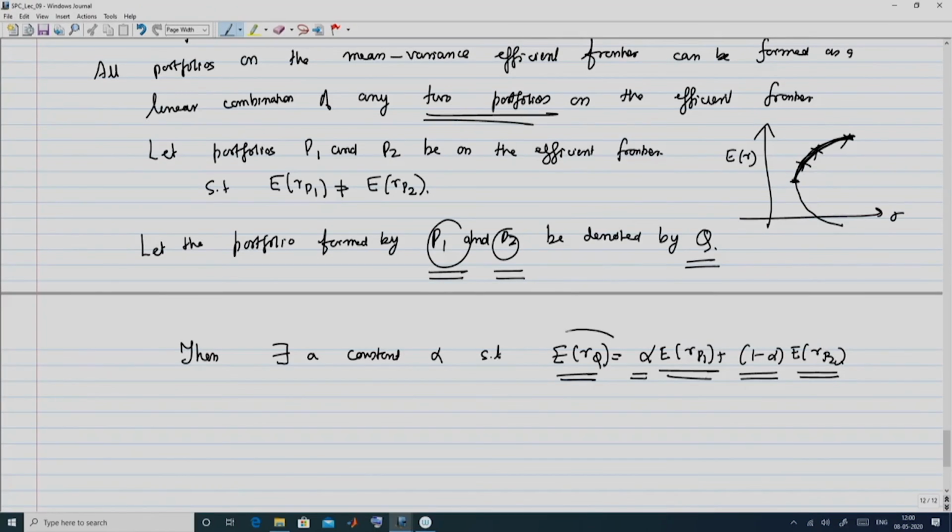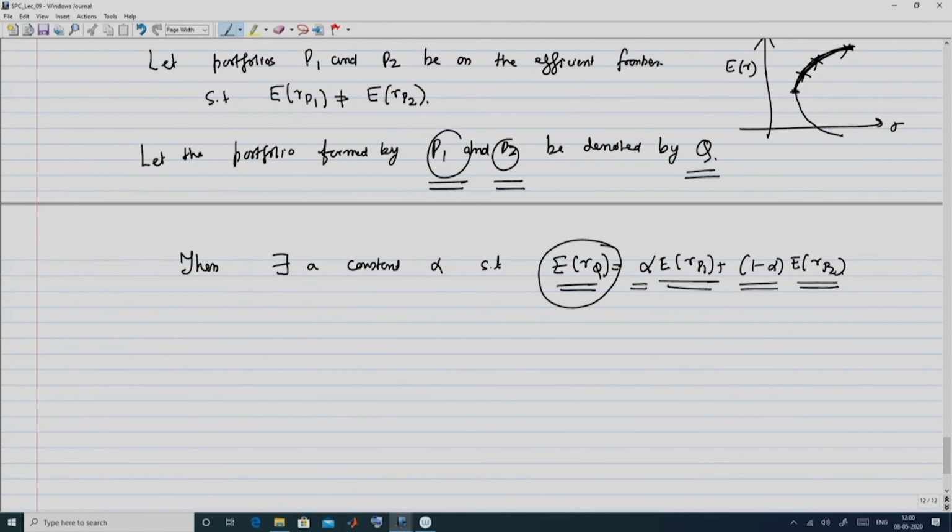You do it simply by setting this to be equal to E of R Q. So, you can solve this for alpha in terms of E of R Q, which is what you specify as an investor, and E of R P1 and E of R P2, which is already given to you.